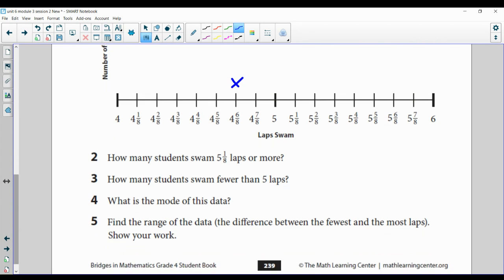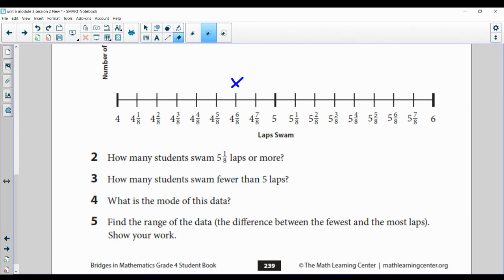Now, once again, read the questions carefully, because even here on number 2, how many students swam 5 1/8 laps or more? So we need to include 5 1/8 and all of them that are more. So 5 1/8 is included. Whereas here on question 3, how many students swam fewer than 5 laps? There's the big hint in there. It has to be fewer than 5 laps. It does not say 5 laps and fewer or fewer. It just says swam fewer than 5 laps. So 5 laps would not be included on that one. So make sure you double check that you're being careful.